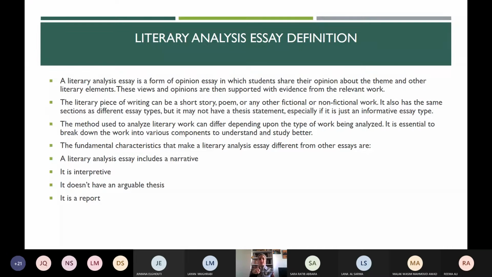So you will tell me your opinion, but you will not write "my opinion is" or "I think." Don't mention yourself. How do I know it's your opinion? Because it's your essay.